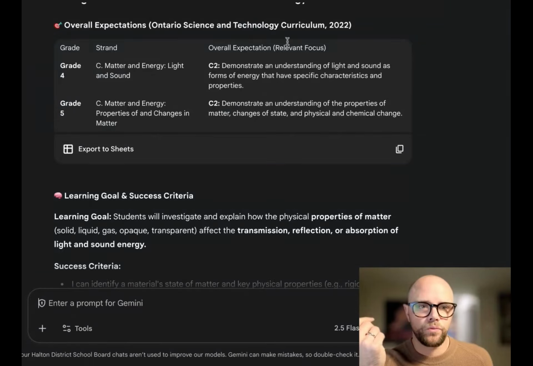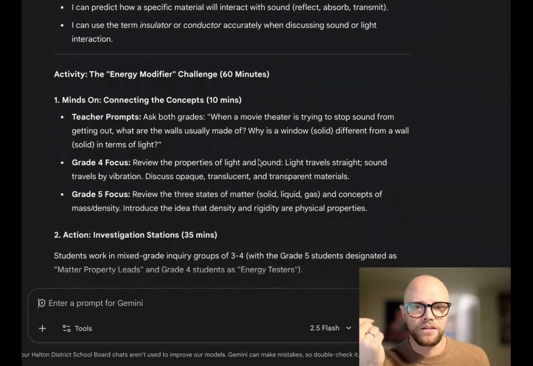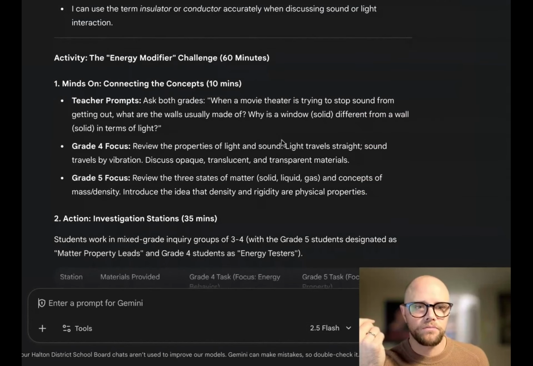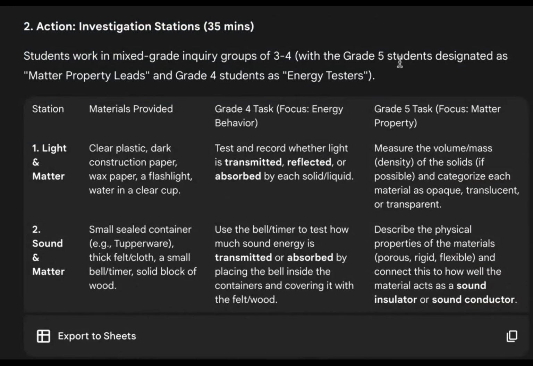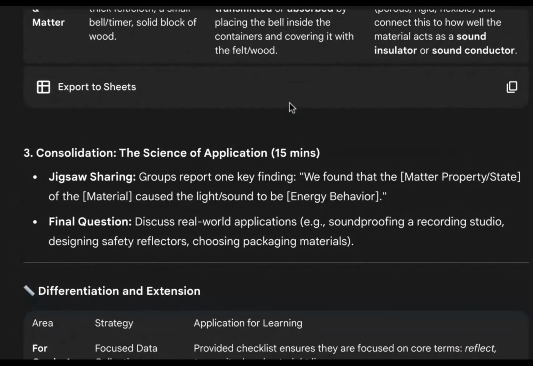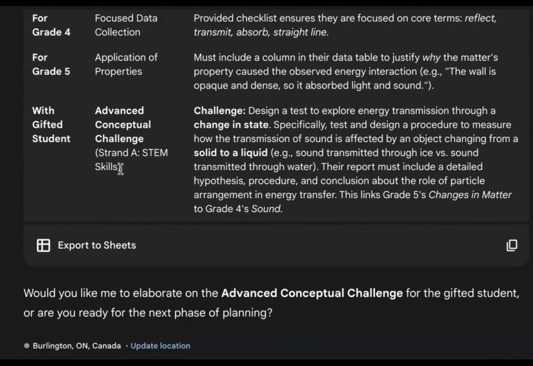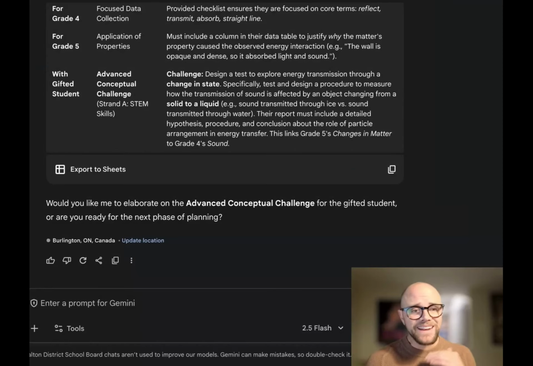This is the overall expectation that we're working on. Here are the learning goals and success criteria, so we can identify states of matter. It builds it in. It says we're going to do a mixed grade inquiry with the grade 5 students designated as leads and the grade 4 students as energy testers. They both have specific roles targeting their specific learning while doing something to understand their concepts. Very, very cool. We have a consolidation. Here's some differentiation and extension for grade 4, grade 5, and for our gifted student that directly connects to strand A, STEM.